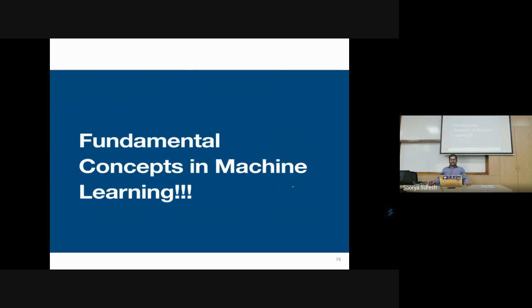So fundamental concepts in machine learning, this is what we are going to start. So ultimately, what are the steps that need to be followed? What should be the aim in machine learning? What is the ultimate aim in machine learning? When we say that I'm solving a problem in machine learning, what is the ultimate aim? What is happening internally?